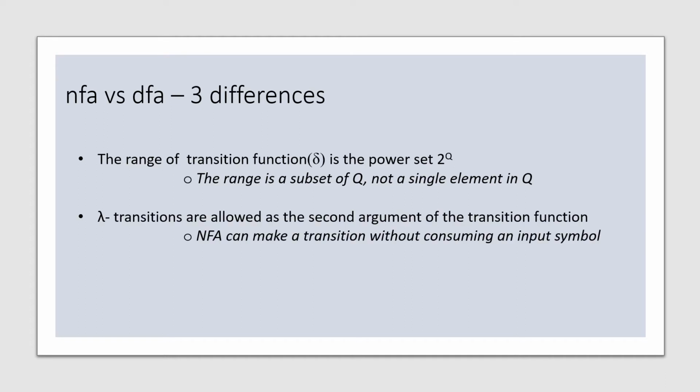Also, lambda transitions are allowed. A lambda transition is basically a jump. So you would make a transition without consuming an input symbol at all. That would be a jump. And in a DFA, you have to define every transition between every state for every symbol. And in an NFA, you don't always have to define every single situation, especially the ones that are not necessary.